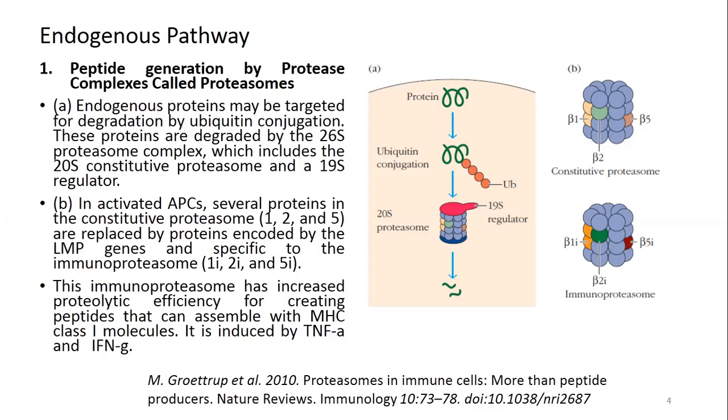So the first process in the endogenous pathway is peptide generation by protease complexes called proteasomes. Intracellular proteins are degraded into short peptides by a cytosolic proteolytic system present in all cells. It's called the proteasome. They are composed of two parts, a 20S base and a 19S regulator component, which is bound to a site on the base component.